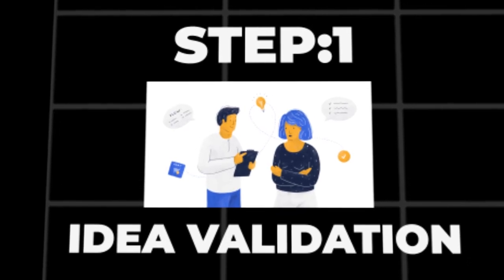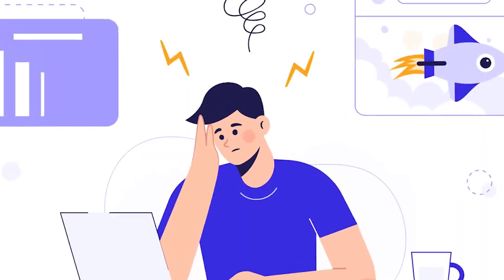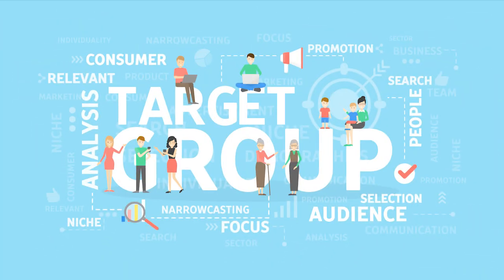Step 1 is idea validation. Many founders, including myself, have made this mistake. Before validating the idea, they begin development. So in this phase, you have to determine the problem. That means you need to concentrate on your user pain points. Then you will need to conduct target audience research, creating user personas to better understand who will benefit from your product.